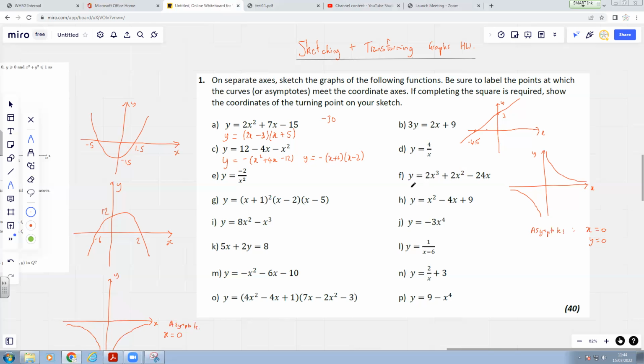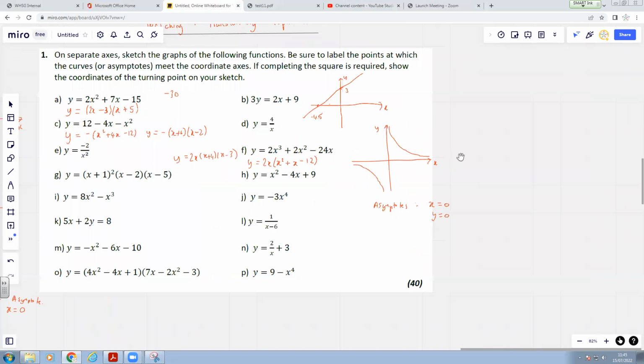We've got a cubic. Okay, let's factorize it. Take out the 2x. You're going to have x squared plus x minus 12, I think. And we can factorize that again to give y equals 2x times x plus 4 times x minus 3. Okay, I can now sketch this cubic here, the f cubic, because it's simply going to be like this.